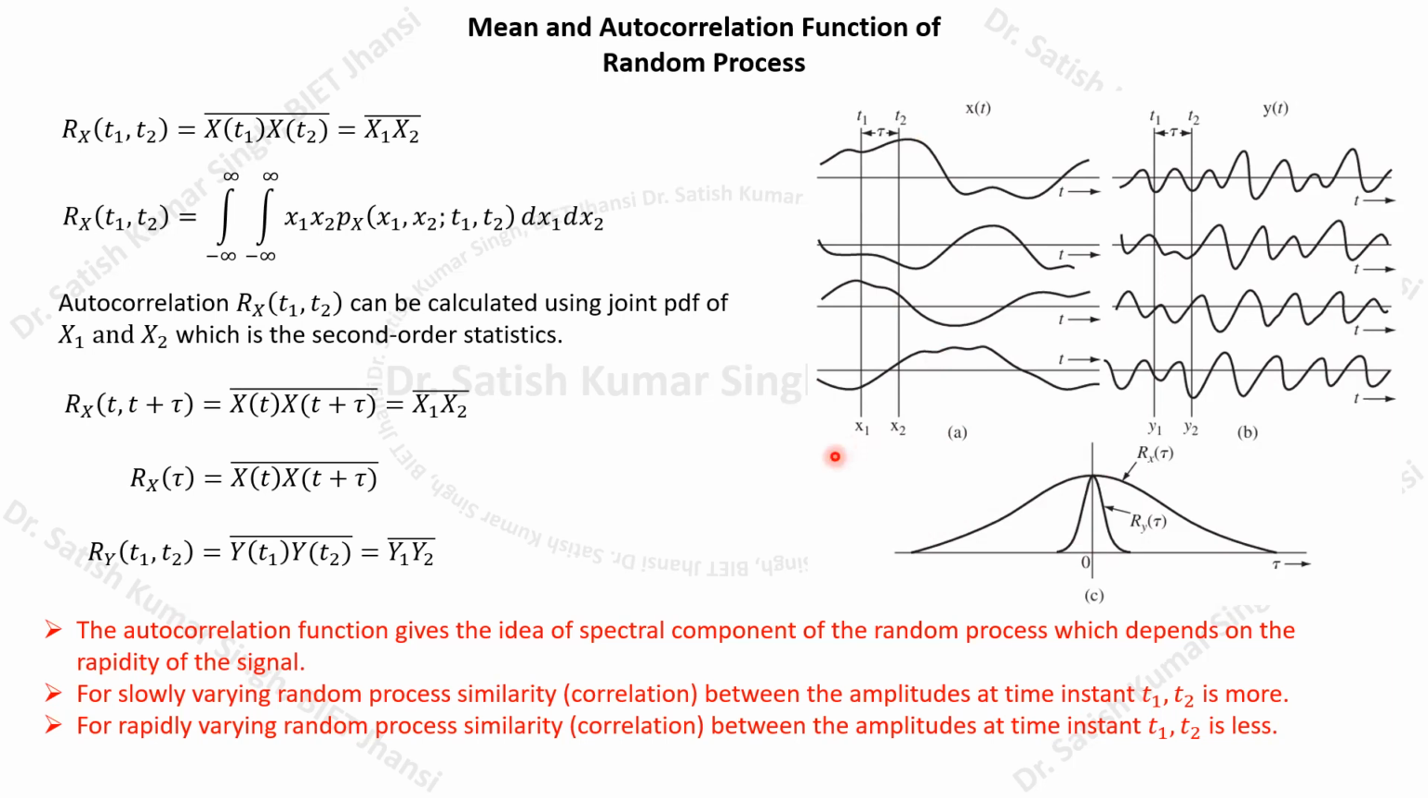This is actually giving you a measurement about the spectral component. It will give you an idea of the rapidity of the signal, because we can have random processes, but which random process is fluctuating much more over time will be reflected by this particular tool, the autocorrelation function.